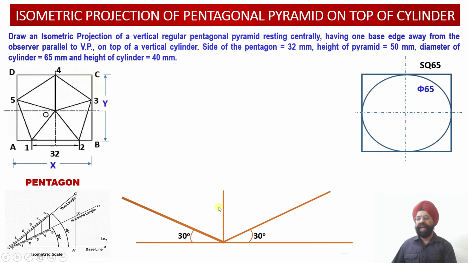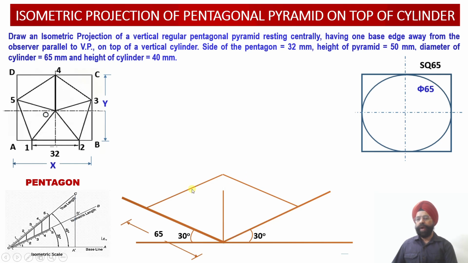And how much is the height of the cylinder? The height of the cylinder is given to us as 40 millimeter. So let us complete the base of the cylinder. Now we have the square corresponding to the base of the cylinder, which we have completed over here. So this is the dimension, length equal to 65 millimeter along the x-axis. Now along the z-axis also we have marked a distance of 65 millimeter.